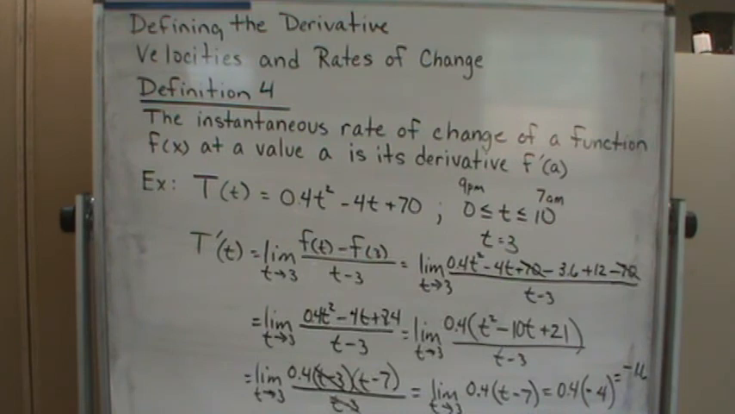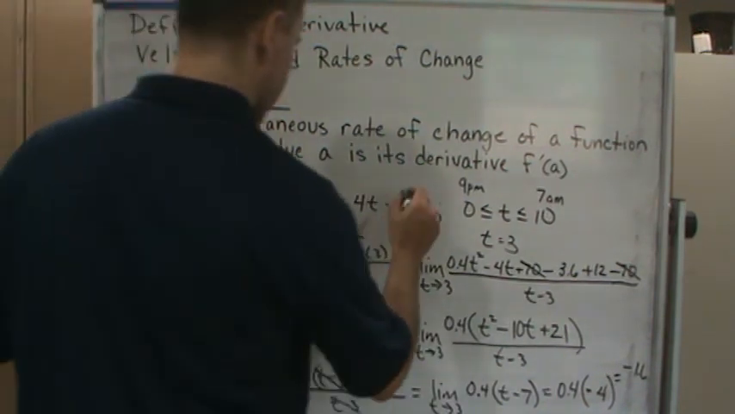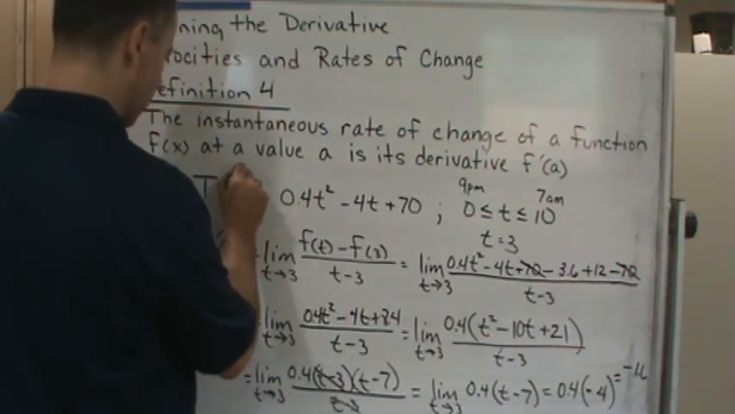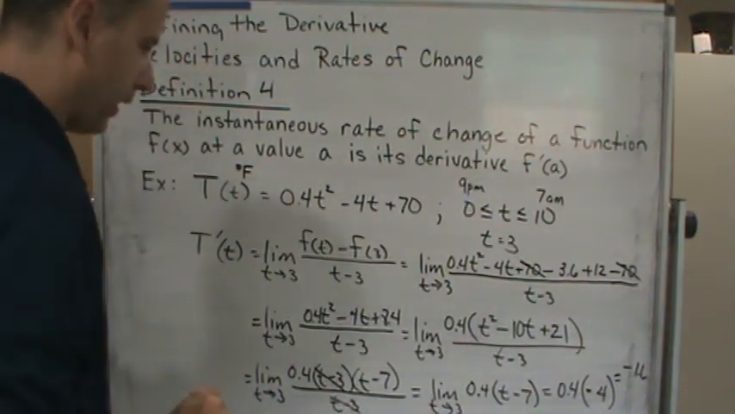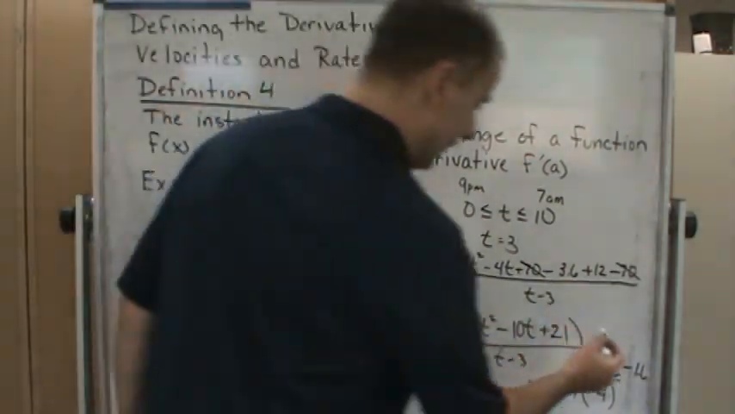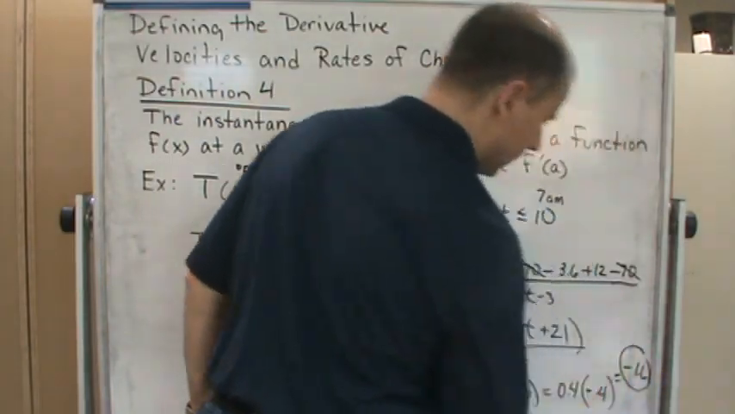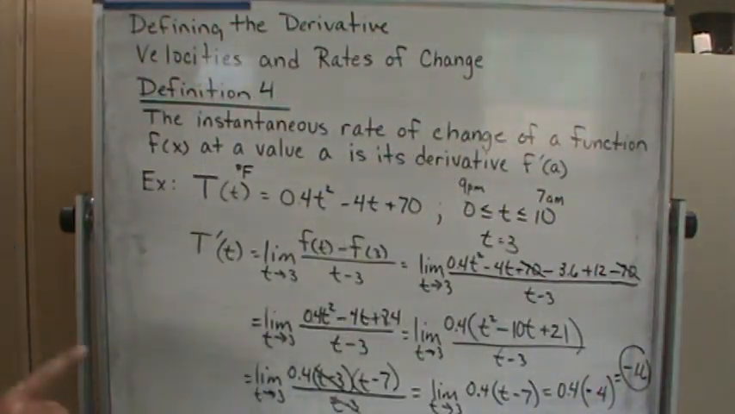So what does that mean? It means that the instantaneous change of temperature at midnight is negative 1.6 degrees Fahrenheit. Again, this was in degrees Fahrenheit. So that means the instantaneous change in temperature at midnight is that it's decreasing at a rate of 1.6 degrees Fahrenheit. And that's the answer. Have a great day.